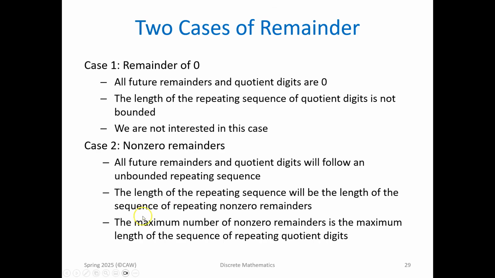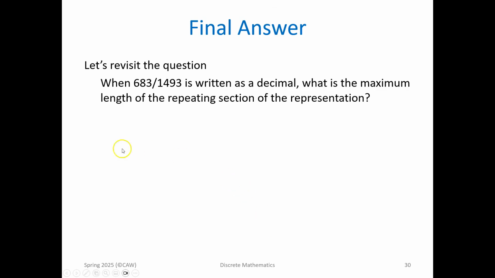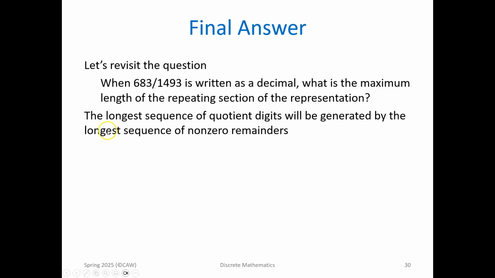So the remainders are very important. And this gives us that the maximum number of non-zero remainders is the maximum length of the sequence of repeating quotient digits. So we can figure out the answer to this problem by looking at the maximum number of non-zero remainders. So let's revisit the question. They're asking us, when 683 is divided by 1493, when that's written as a decimal, in other words, this is a rational number, when this rational number is written as a decimal, what is the maximum length of the repeating section of the representation? We can answer that.